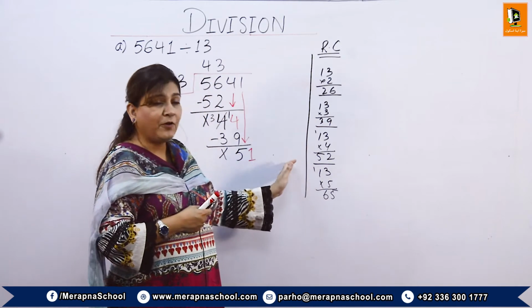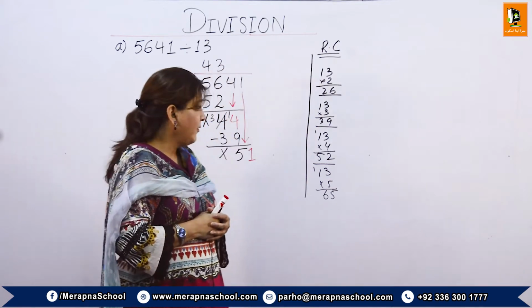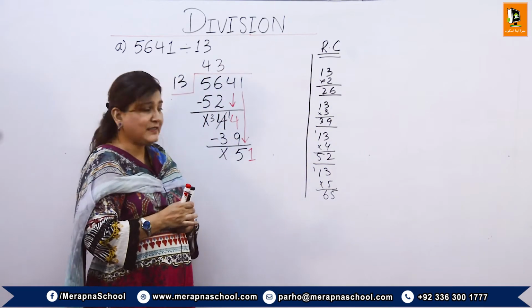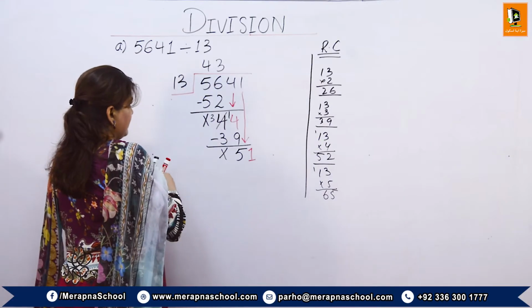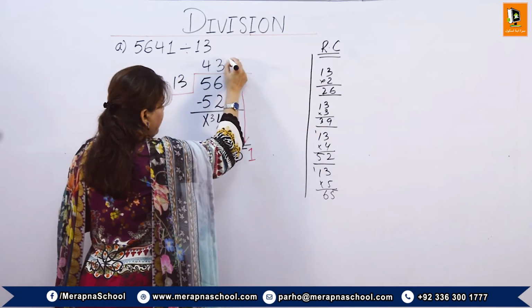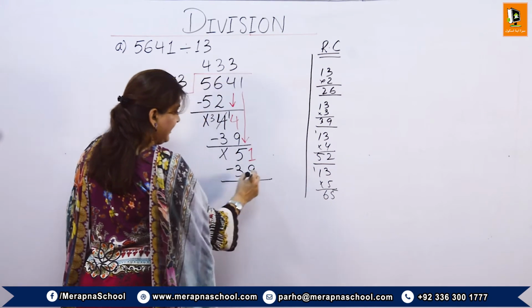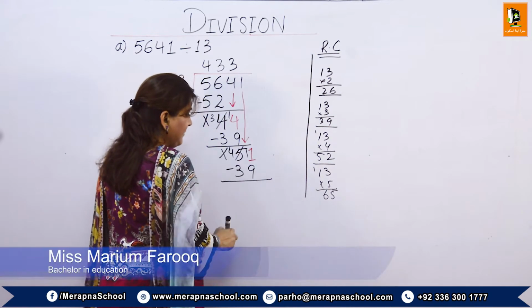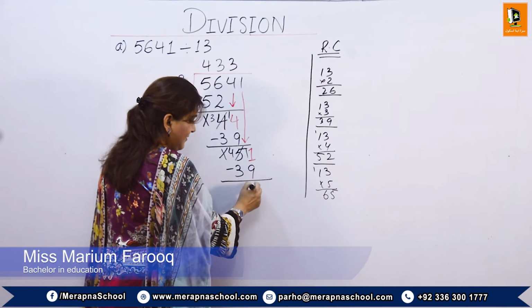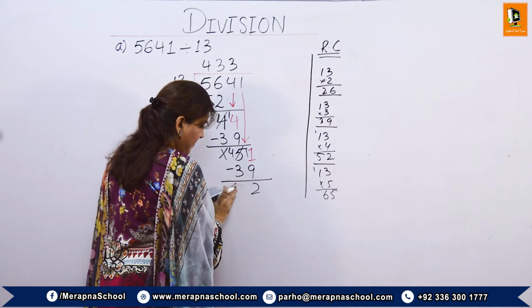Now 51. Again you have seen that 51 is smaller than 52 here. 13 fours is 52, which is a bigger number, so we cannot write 13 fours; we write 13 threes are 39. Again we cannot minus 9 from 1, so we borrow from here. It will be 11, 2 and then 1.